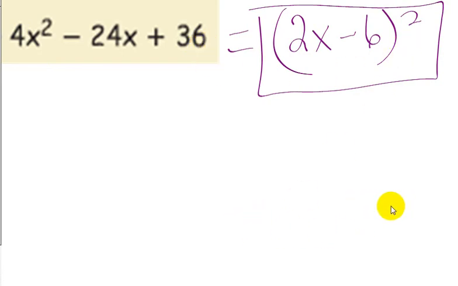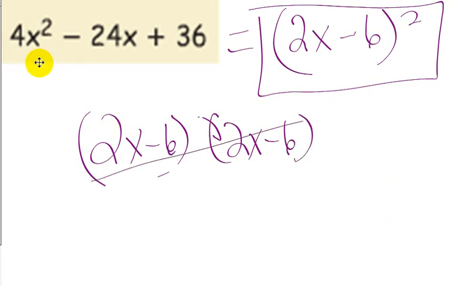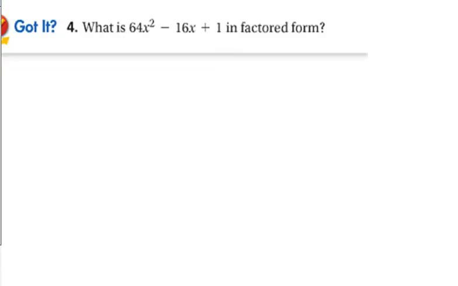If you're not sure of your answer, FOIL it back out: 2x minus 6 times 2x minus 6. I'm not going to do that for time's sake, but it would check back out to this original trinomial. Any questions on that one? Again, this is just from Algebra 1.